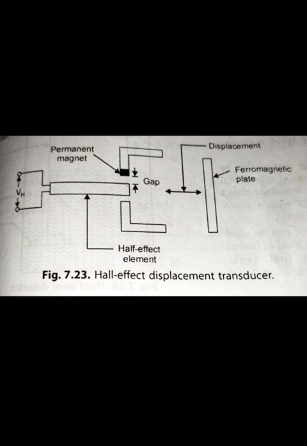Then the field changes with the position of the ferromagnetic plate. The voltage output of the Hall effect element is proportional to the field strength in the gap, which is a function of the position of the ferromagnetic plate with respect to the structure. With this method, a displacement as small as 0.025 mm can be measured.